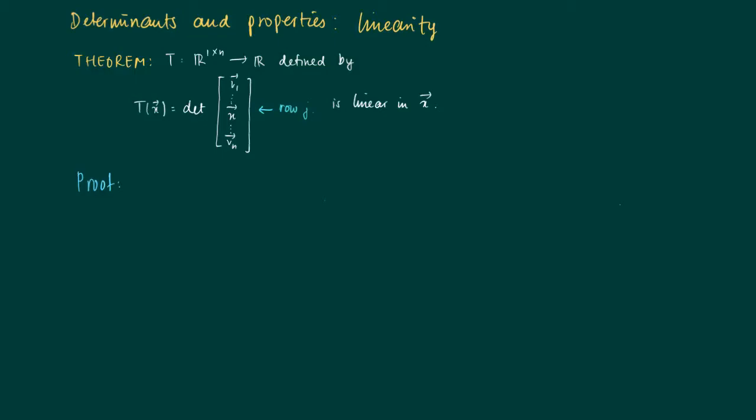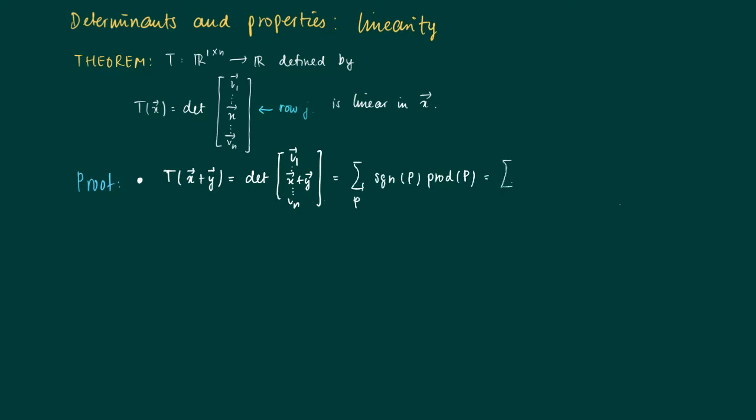I will now formally prove that the determinant is linear as a mapping in its jth row. So T of x plus y is defined as the determinant of the matrix with rows v_i, and on the jth row we find the vector x plus the vector y. These are row vectors. So writing down the definition of a determinant, this is no more than summing over all patterns p, and then taking the sign of p times the product of p defined on this matrix.